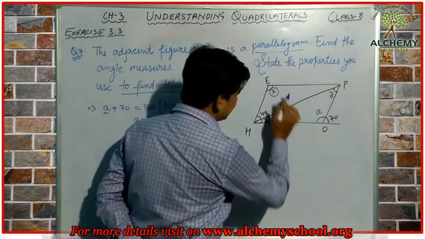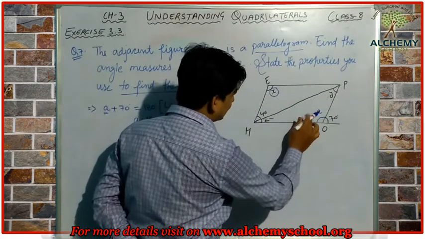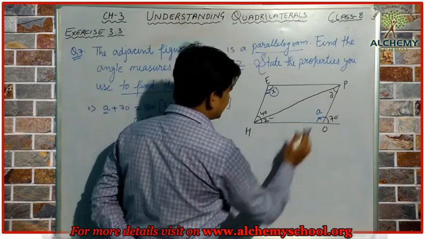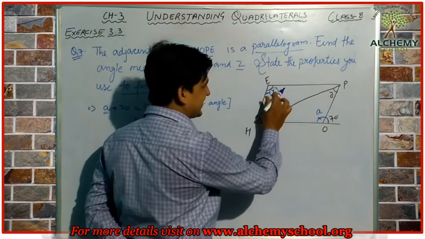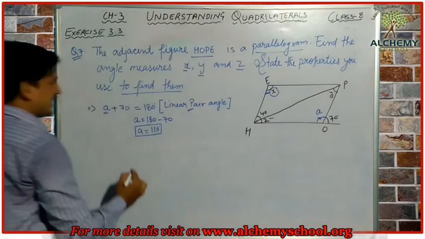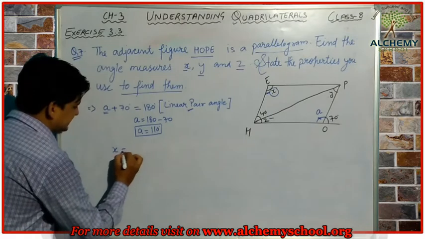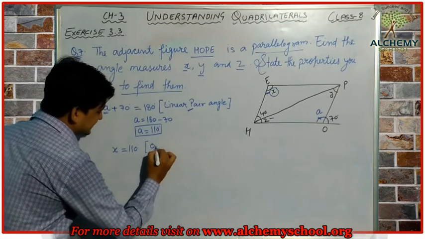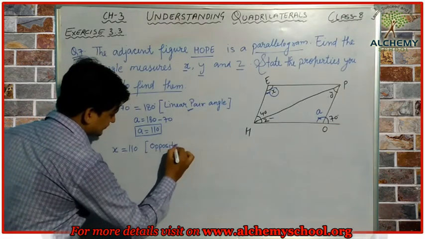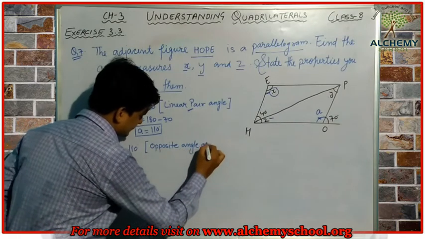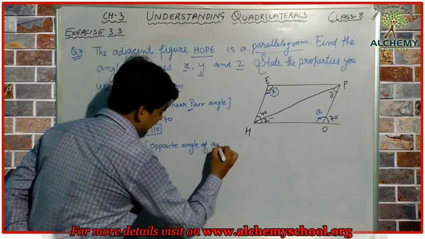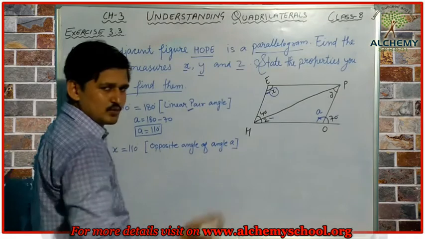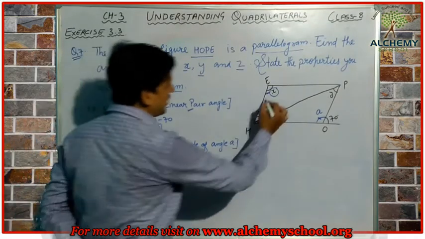We know that in a parallelogram opposite angles are equal. So when this angle is 110 degrees, this angle also will be 110 degrees, and this angle is represented by x. So the value of x will be 110 degrees. So we can write x is equal to 110 degrees. Why? Because it is the opposite angle of angle A, and in a parallelogram opposite angles are equal. We all have discussed this. So now we have the value of x.